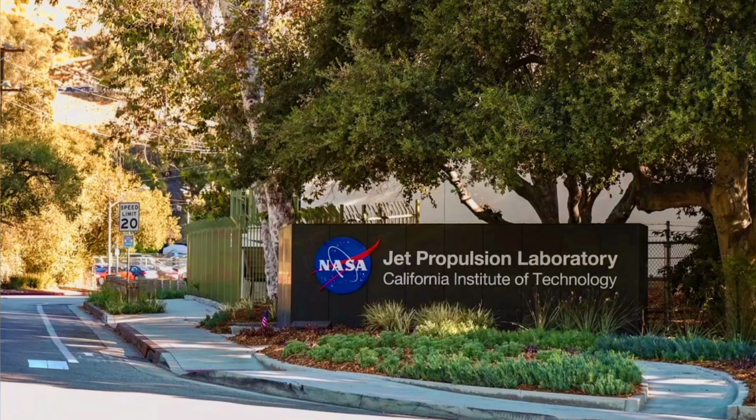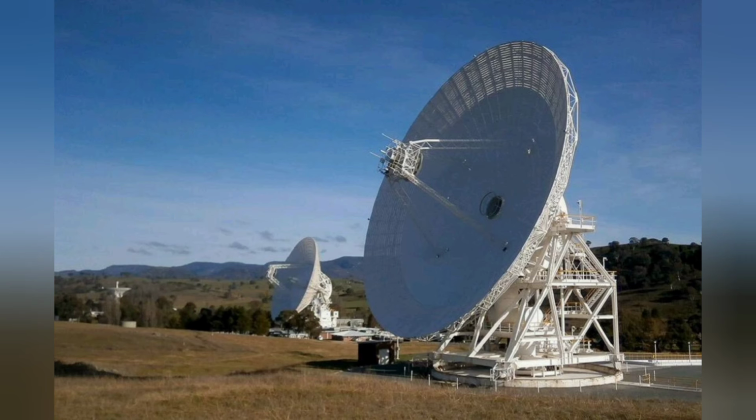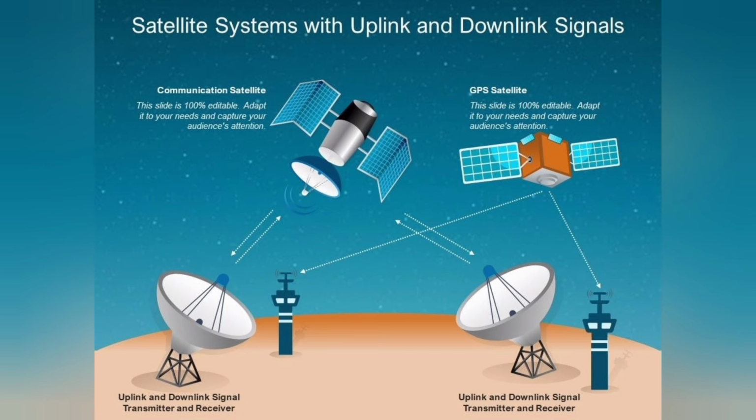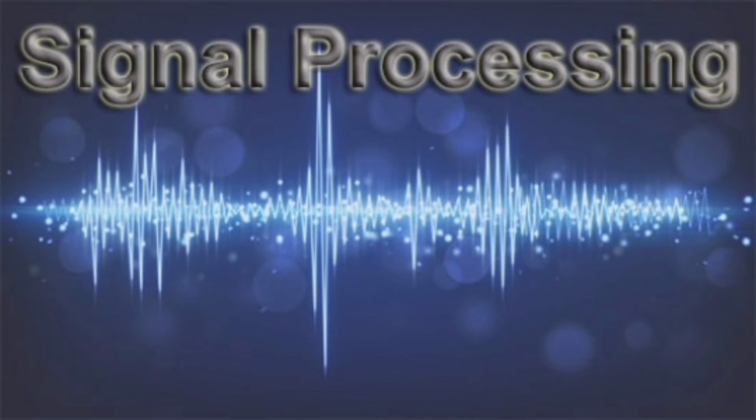1. Goldstone Deep Space Communications Complex in California, USA. 2. Madrid Deep Space Communication Complex in Spain. 3. Canberra Deep Space Communication Complex in Australia. Key features. Large antennas. Each location has multiple large antennas, ranging from 34 to 230 feet, 10 to 70 meters, in diameter. Transceivers. The antennas are connected to transceivers, which transmit and receive radio signals. Signal processing systems. The received signals are processed using sophisticated signal processing systems.